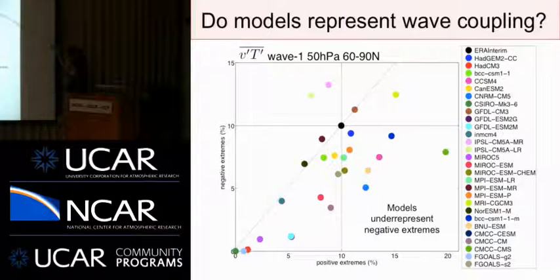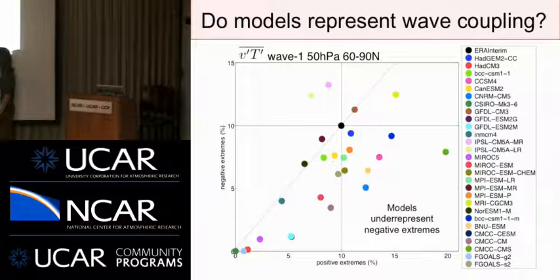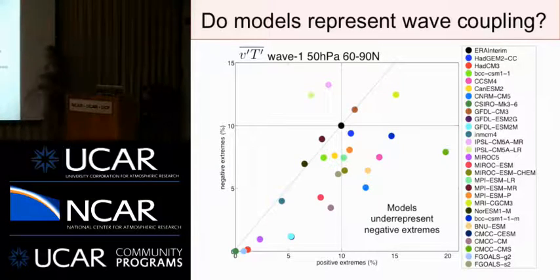And I have 29 models here. And what you can see, on average, the models, for example, if you look at the one-to-one line in the gray, they're largely falling below that line. And so they're underestimating the negative extremes. That's one thing we can take away so far.